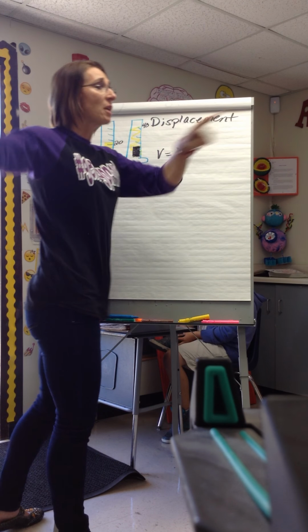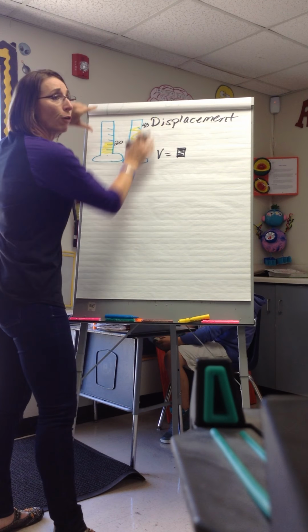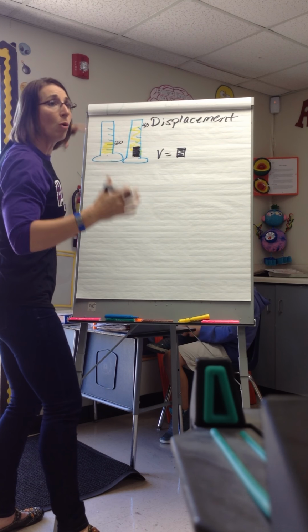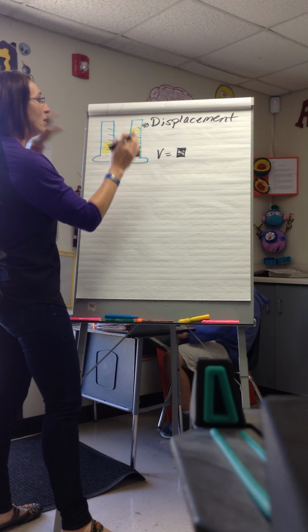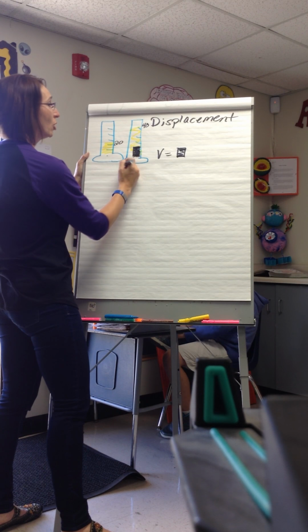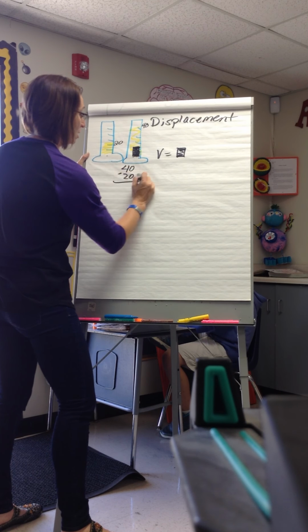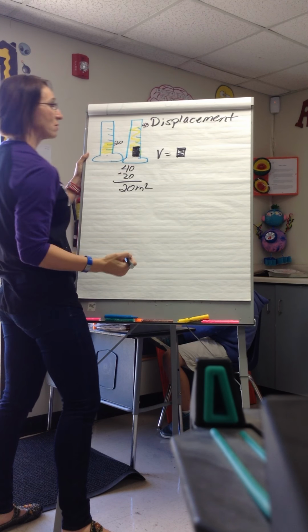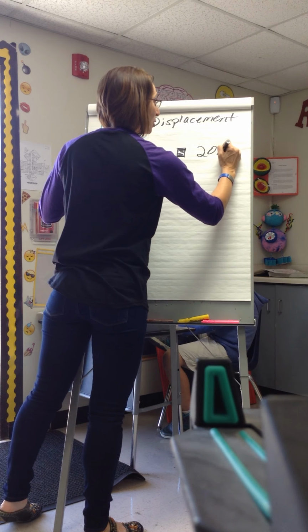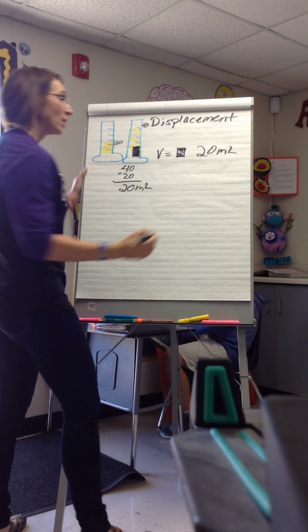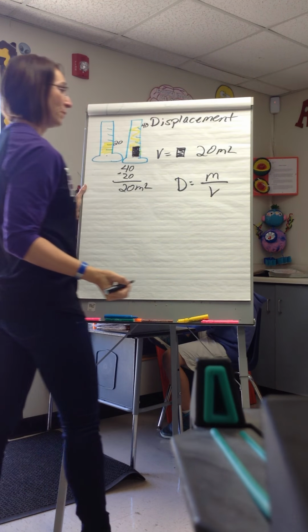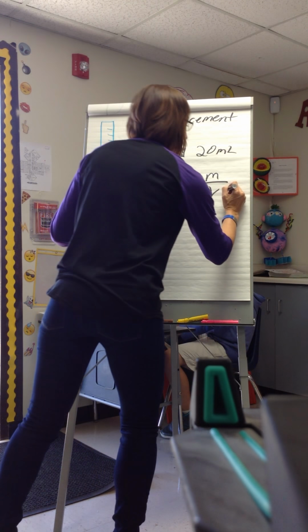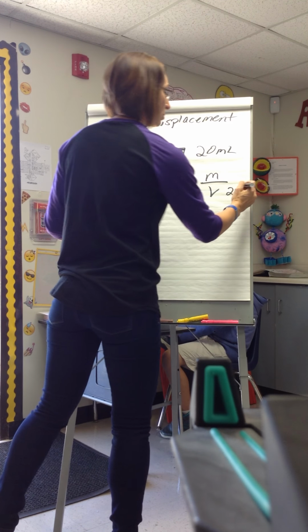So you're going to go to your stations, and you're going to be looking at a virtual paper copy thing. Okay? You're going to do this. So you're going to subtract 40 minus 20, and you get 20 milliliters. That is going to be your volume of that object. Density is mass divided by volume. So now you know the volume is 20 milliliters.